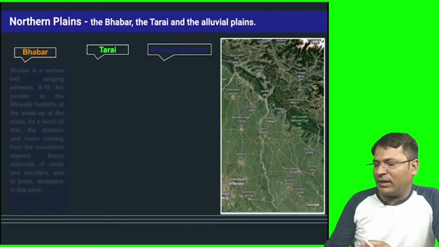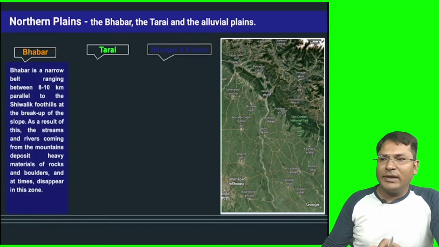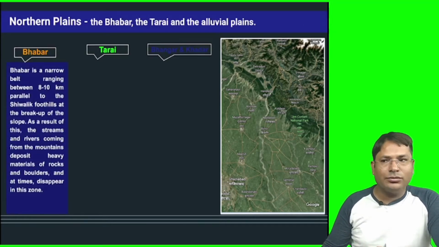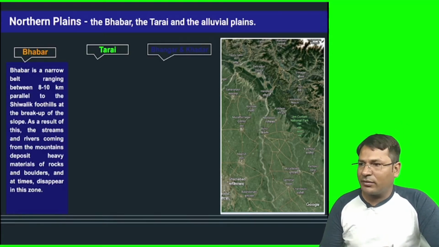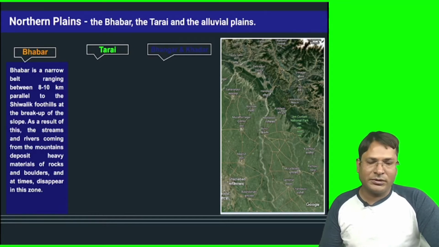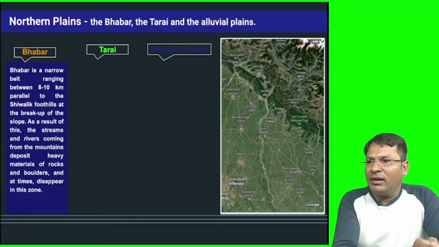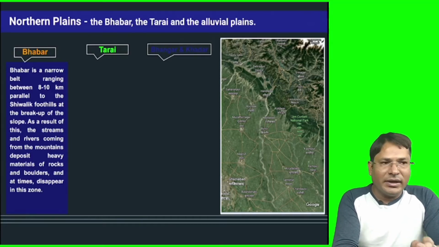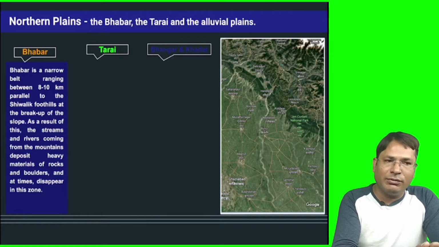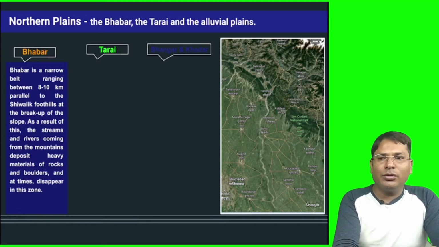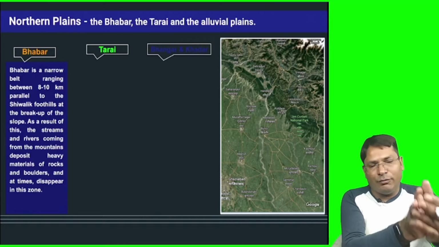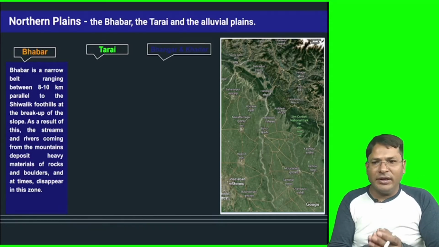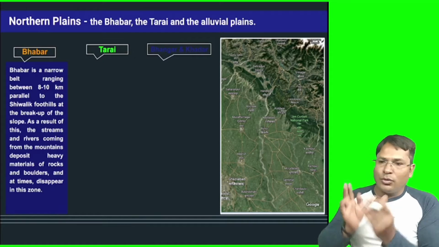The first one is the Bhabar, and Bhabar is a narrow belt ranging between 8 to 10 kilometers parallel to the Shivalik foothills at the breakup of the slopes. This is the area at the foothills of the Shivalik range, and as we know, the Shivalik range is the southernmost range of the Himalayan mountains. Whenever the Shivalik range ends, the northern plains start.